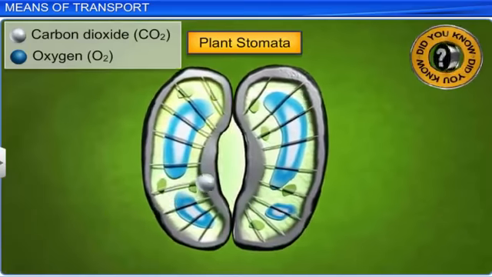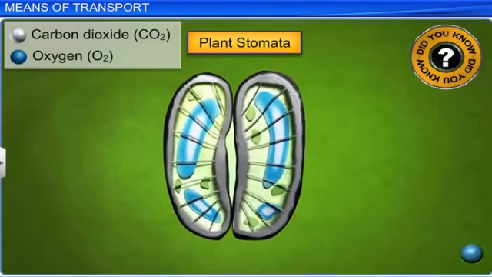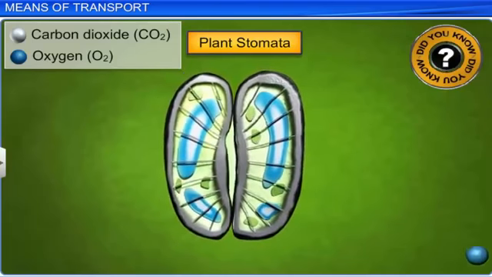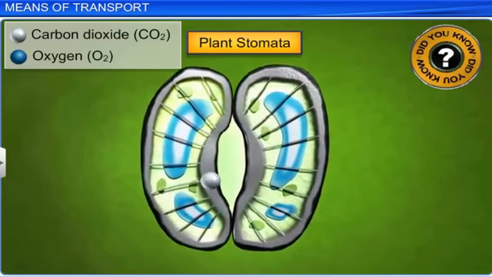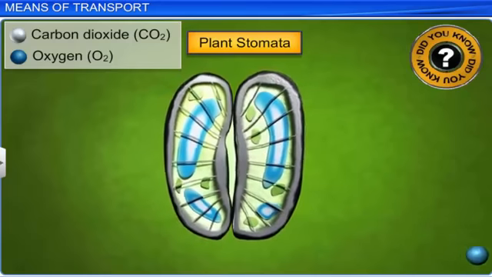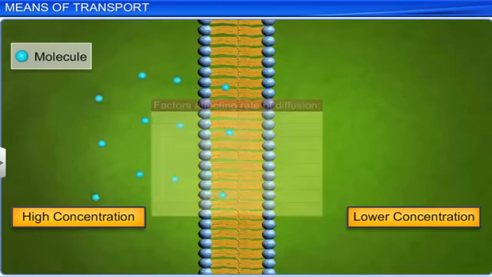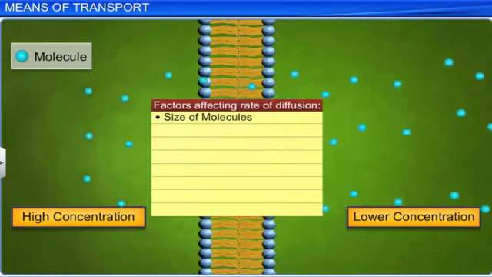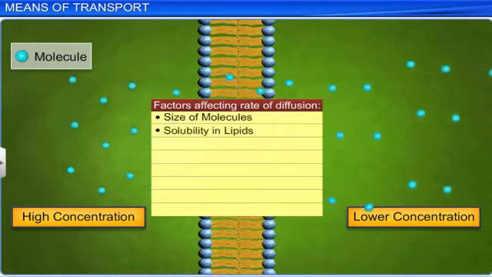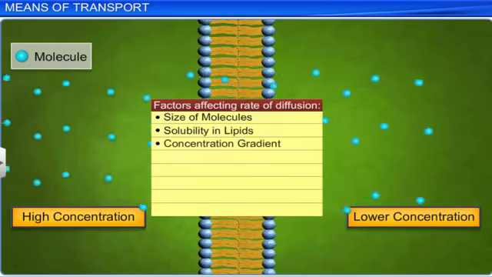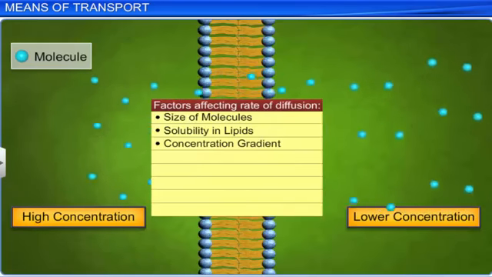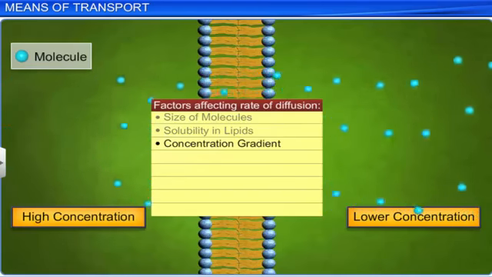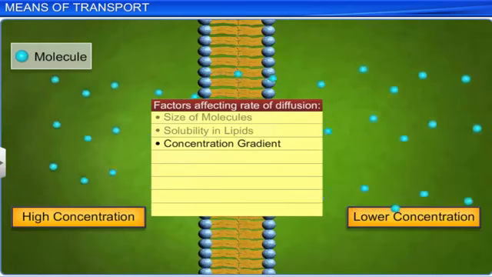Did you know that diffusion is the only means of gaseous transport in plants? Gases such as oxygen and carbon dioxide enter and exit stomata via diffusion. The rate of diffusion is affected by several factors such as the size of molecules, their solubility in lipids, and the concentration gradient. Of these three factors, the concentration gradient is a must for diffusion to even take place.